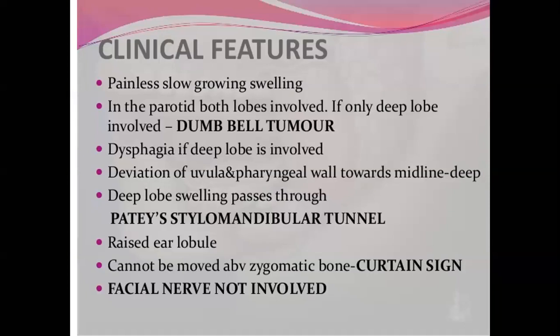Clinical features: a painless, slow growing swelling. In the parotid, usually the superficial lobe is involved. If only the deep lobe is involved, it is known as a dumbbell tumor. Dysphagia can occur if the deep lobe is involved, with deviation of the uvula and pharyngeal bulge, and it can lead to deep lobe swelling. It can raise the ear lobule. The facial nerve is not involved, so we say that Frey's sign is negative and facial palsy is negative.